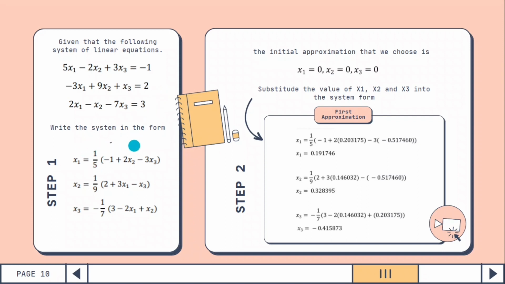In the first step, we need to write the system in the form x1 equals 1 over 5 multiplied with (-1 plus 2x2 minus 3x3), x2 equals 1 over 9 multiplied with (2 plus 3x1 minus x3), and x3 equals -1 over 7 multiplied with (3 minus 2x1 plus x2).